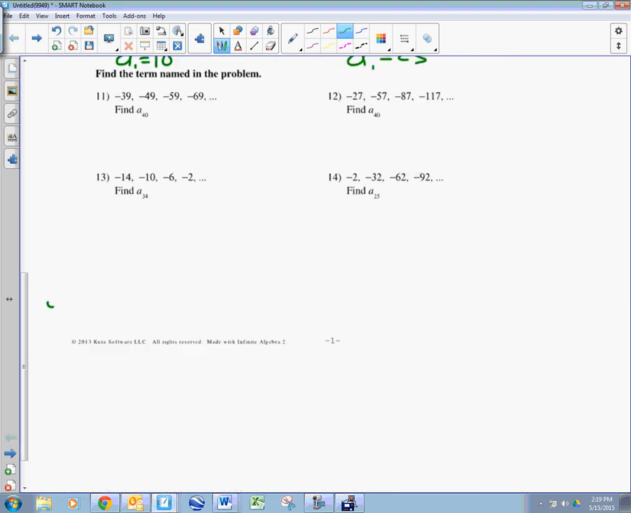All right. Let's go back to this. Find the term named in the problem. I'm looking for a sub 40. So, if I'm looking for a specific term, I don't want a recursive formula. I want an explicit formula.